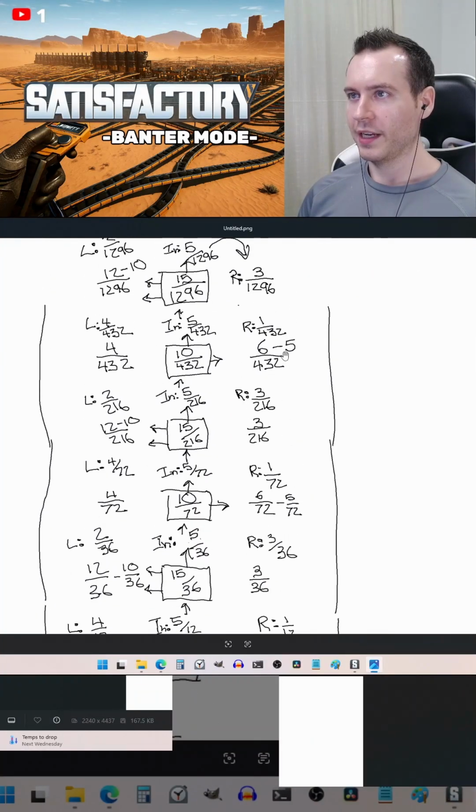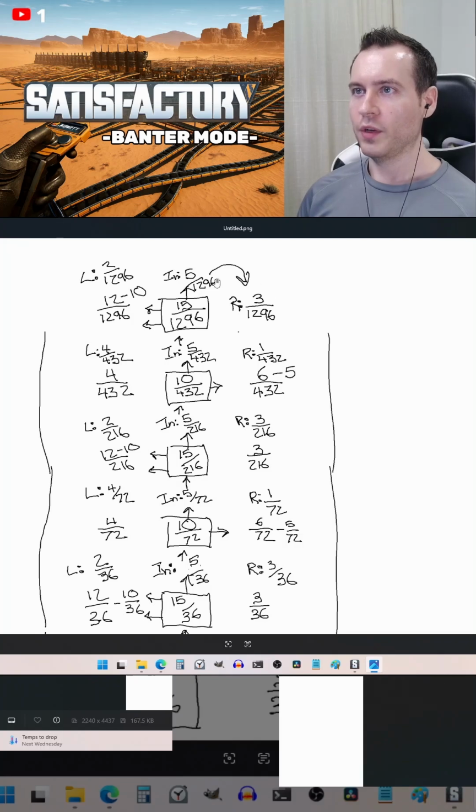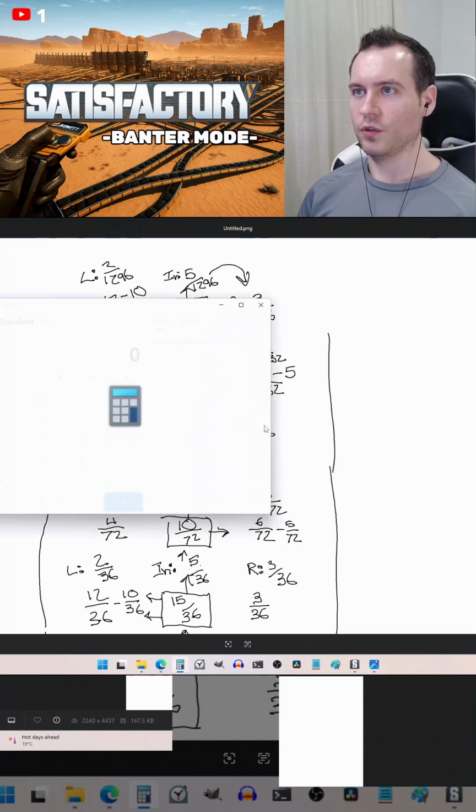If we refer back to the calculations we made, we calculated that the left will be undersupplied by 2 reinforced iron plates every 1,296 minutes, and the right, we must be oversupplying by that same amount that the left is under.